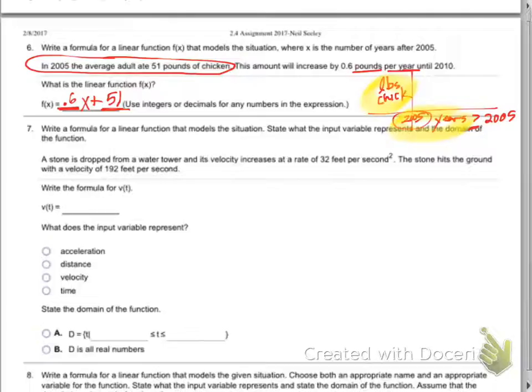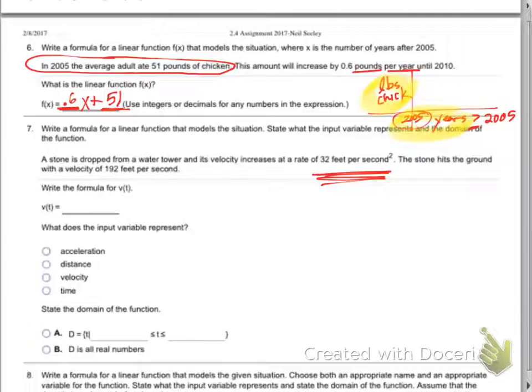Okay. Next one, new situation. Okay, we're looking for the same kind of things. Now this is velocity, and the stone is dropped from a water tower, and its velocity increases at 32 feet per second. Can you kind of see feet per second squared? That's your rate of change piece. And what you want to do is, how can you convert that to, and then it hits the ground with a velocity of 192 feet per second.